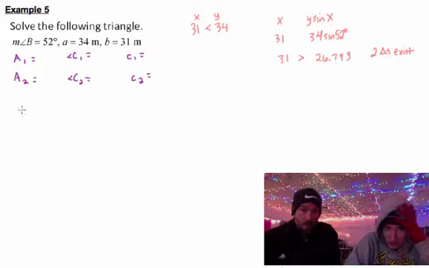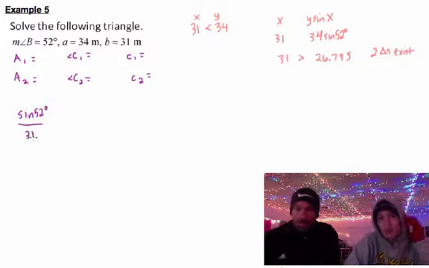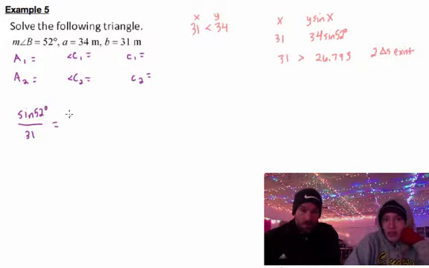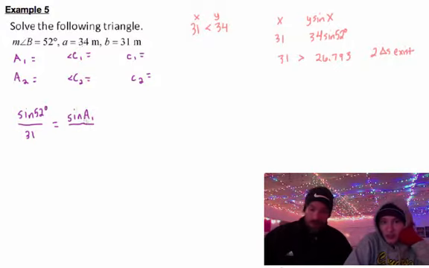Okay, so we know sine of 52 degrees over 31. That's big B and little b that goes together. And we need to find sine of A. We're going to find A1 first.